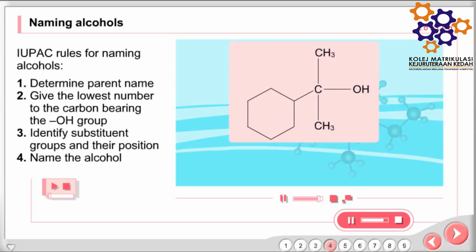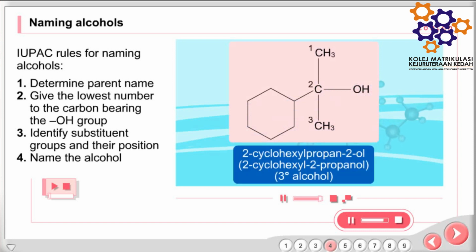The longest chain in this compound consists of only 3 carbon atoms, and the cyclohexane ring is a substituent of this chain. Therefore, the proper name for this tertiary alcohol is 2-cyclohexylpropan-2-ol.